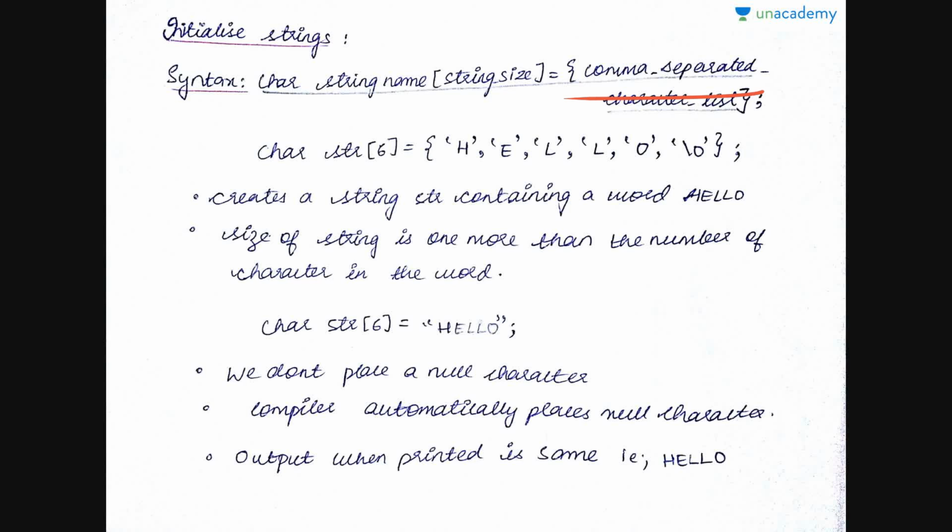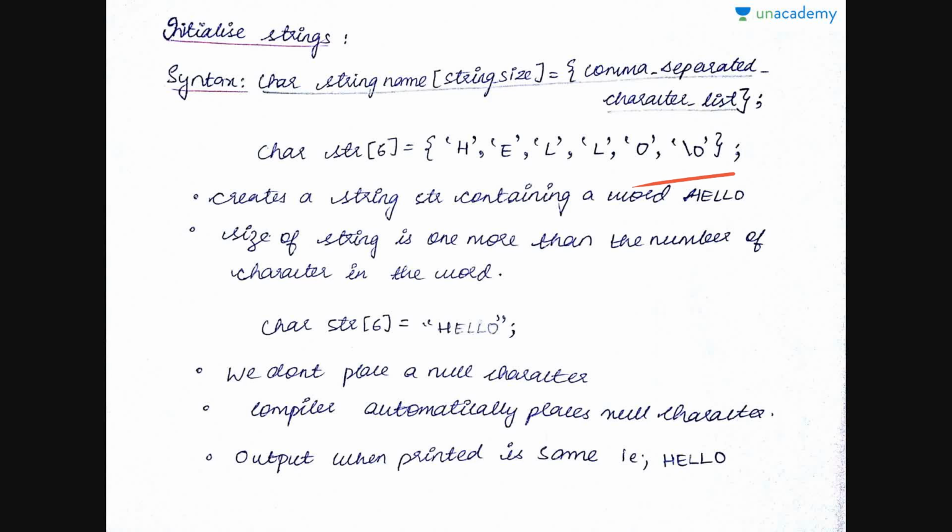Let us take an example. Here we have a string called str of size 6, and str is nothing but the word hello. To initialize this string, we have to separately write each character. So separately write each character, like H in single quotes, comma, E in single quotes, comma, L in single quotes, and so on. But something important is you should also write the null character in single quotes, because only then the compiler will know that the string is ending.